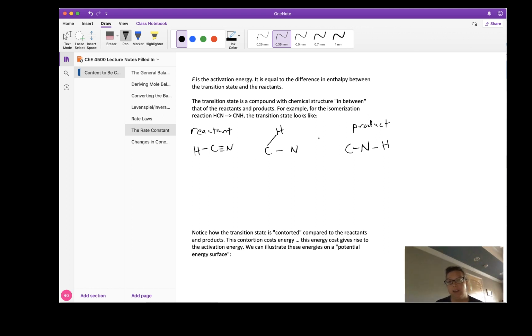If the energy of this complex, or if the temperature of the environment where this complex is, is hot enough such that this molecule can surpass the activation barrier of this complex, then this reaction will happen. So notice how this species is contorted compared to the reactants and products. This contortion costs energy, so this is higher in energy, so it's less favorable than the reactants or products, because this complex would much rather be linear.